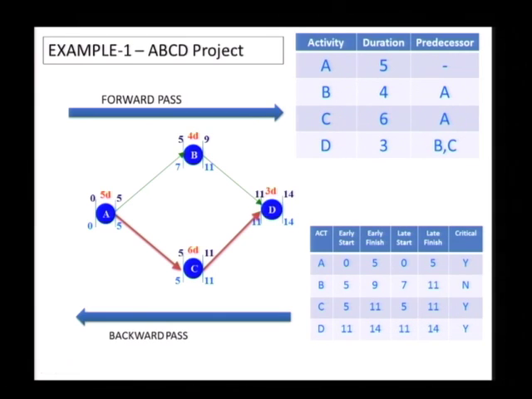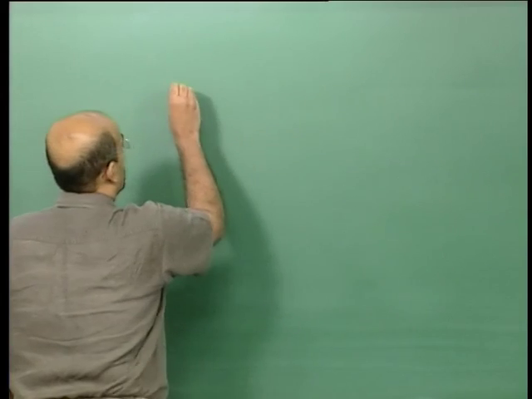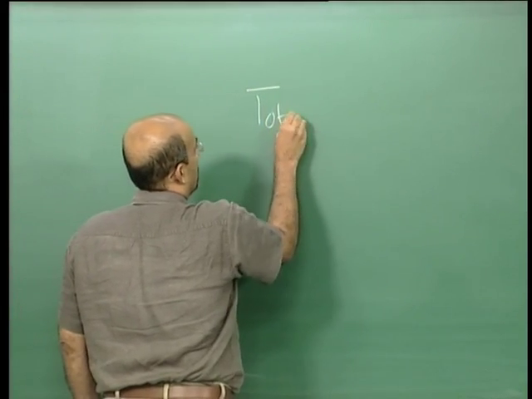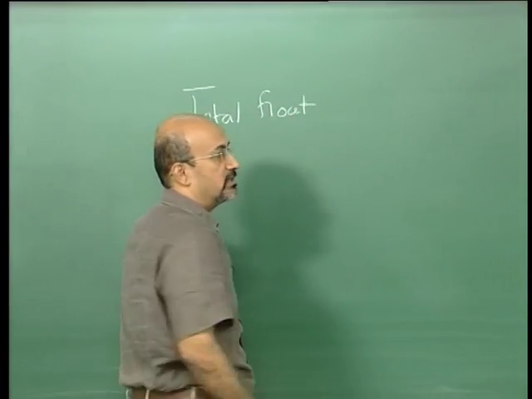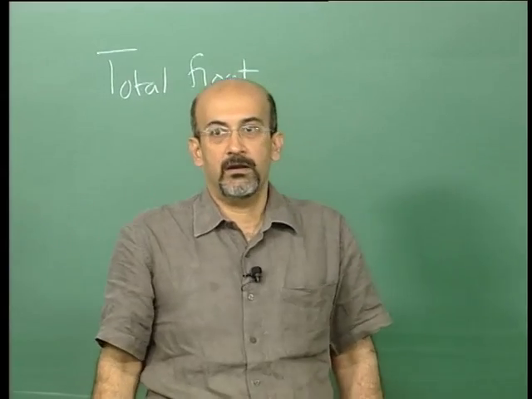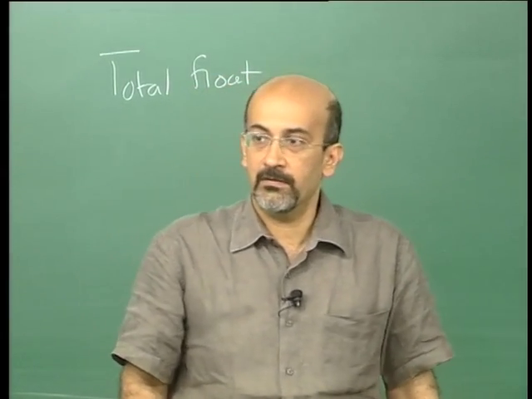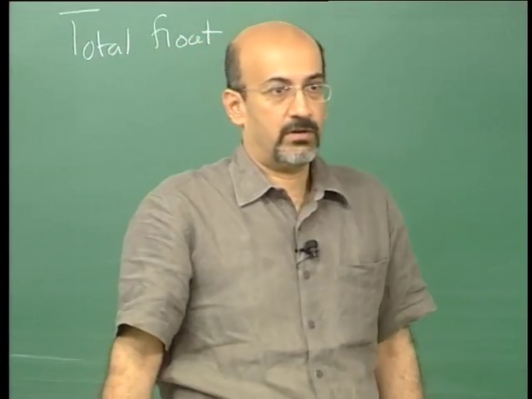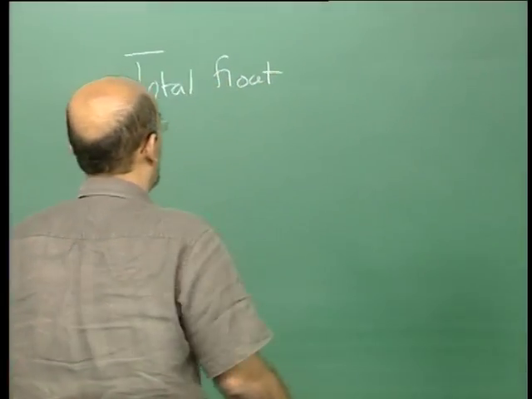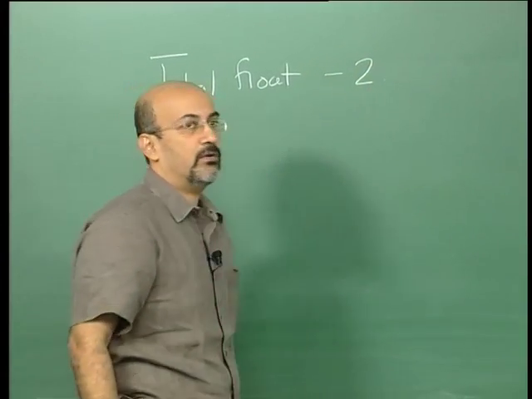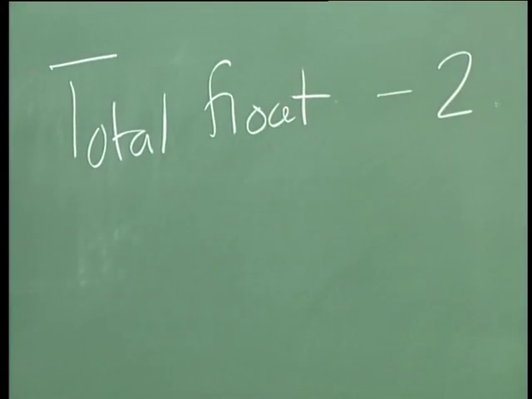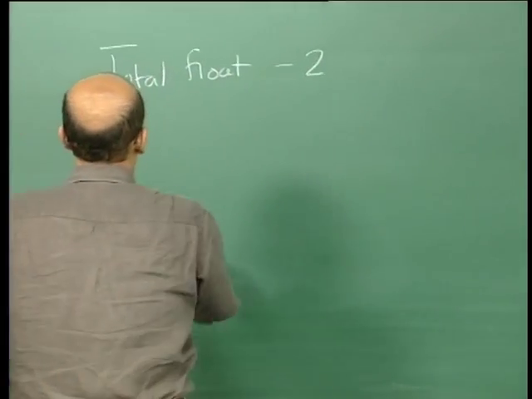So if we take the definitions we had, remember we had 4 terms. We had total float, which was the amount by which I can delay an activity without delaying the whole project. So what would be the total float of B? 2 days. I can delay B without delaying the whole project by 2 days. Now what was free float?